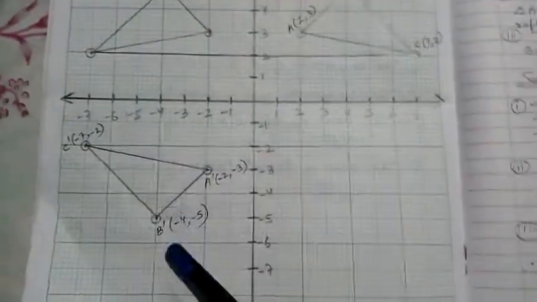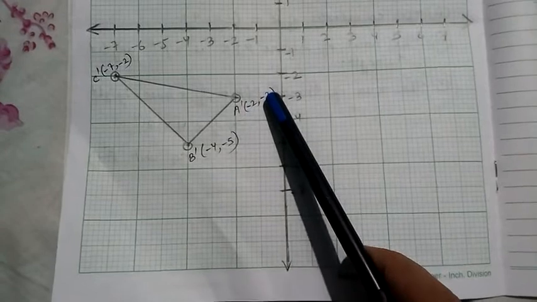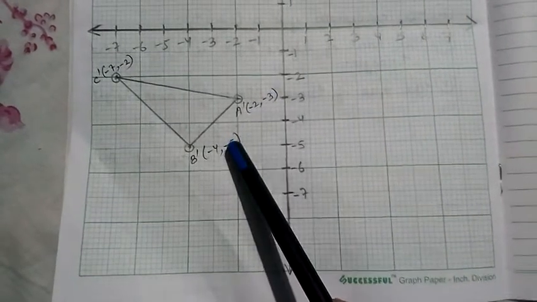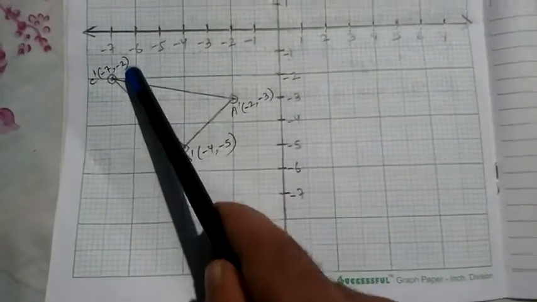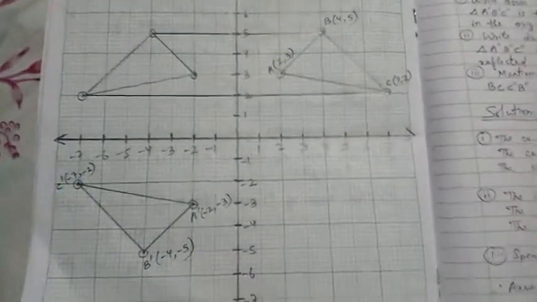So now all these 3 points will be reflected in the x-axis. In the x-axis what will happen? Only the second value will change. -2 will be the same, but -3 will become +3. -5 will become +5, and -2 will become +2, but the first value will be unchanged. So it will reflect and come to this side.